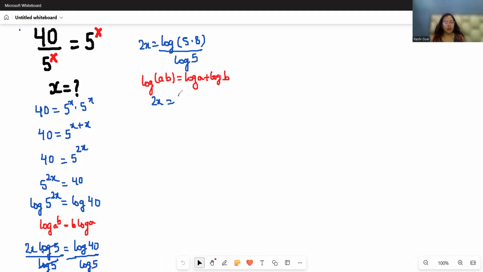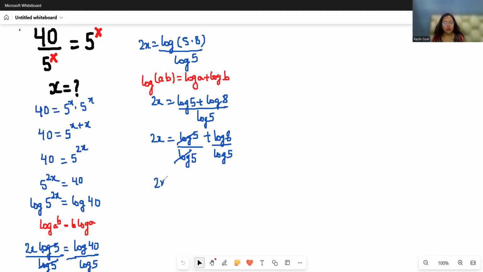So 2x equal log 5 plus log 8 by log 5. Now 2x equal log 5 by log 5 plus log 8 by log 5. So this will cancel out. So 2x equal 1 plus log 8 by log 5.